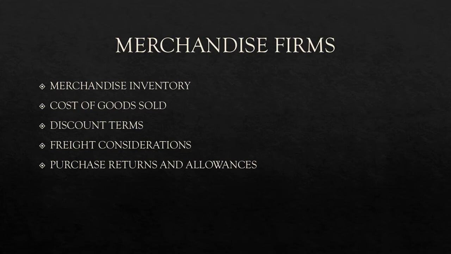We're dealing with service-based firms, and this chapter focuses on merchandising firms. It'd be like a Walmart or an Amazon. Those are two good examples of merchandising firms. You have some new terms: merchandise inventory and cost of goods sold. You have merchandise available for sale. You have beginning inventory, ending inventory, and those are just accounting for the inventory side.